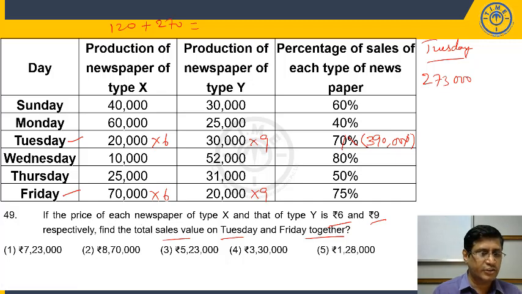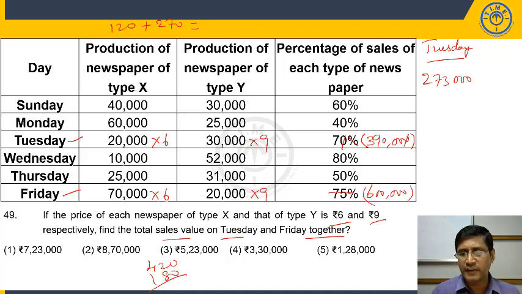Okay, then what is the next one? Friday. Friday here it is 6 into 70, that is 420, and 9 into 20, it is 180. Sum of these two is equal to 600, so 600 and 3 more zeros. So 75% of the value. 75% means it is a 3/4 value. 4 goes exactly 15 times. 3 into 15, 45. So Friday it is 450,000.